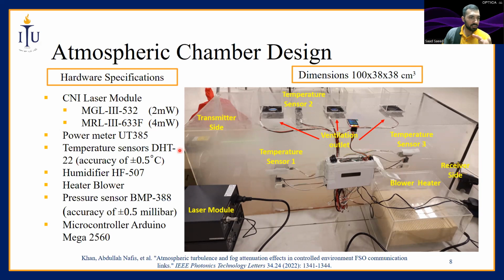We have employed temperature sensor and pressure sensor. We have also employed a humidifier machine to create the effect of fog, and we have employed a heater blower to create the effect of temperature gradients. All of these sensors are connected to a microcontroller for the real-time data acquisition.